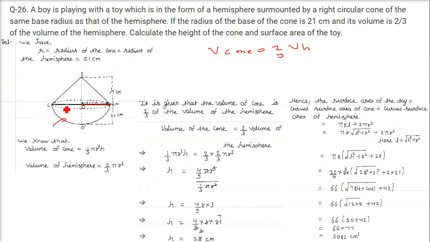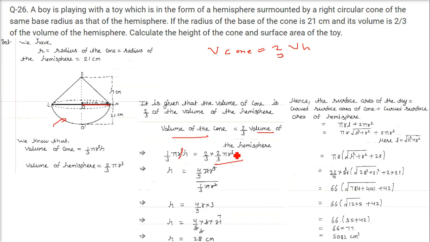So here, volume of the cone is 1 by 3 pi r square h. This is 2 by 3rd of the volume of the hemisphere. So 1 by 3 pi r square h is equal to 2 by 3rd of the volume of the hemisphere, and the volume of the hemisphere is 2 by 3 pi r cube. So if you see here, this r square, because the radius of both of them is the same.